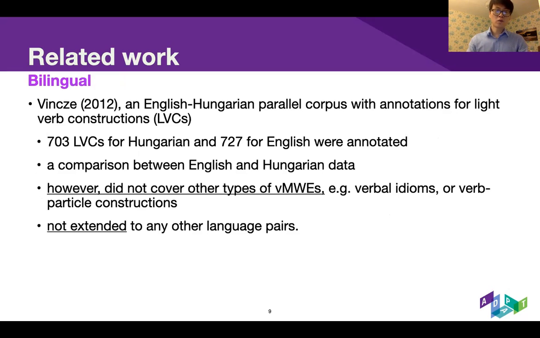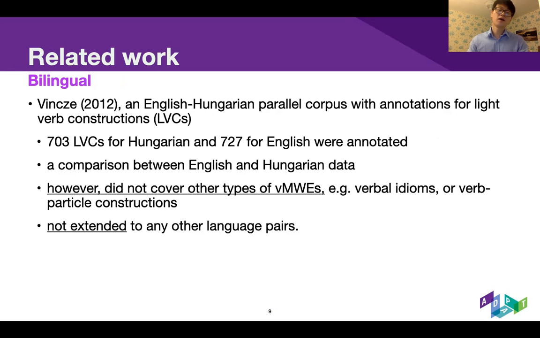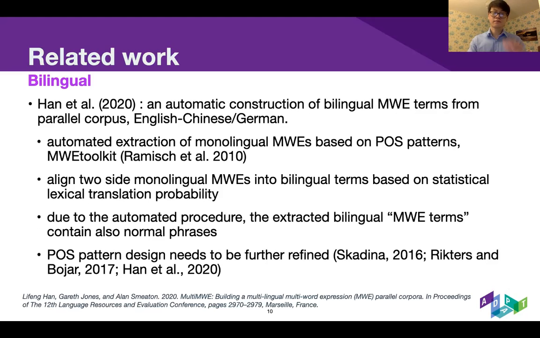There are bilingual related works such as Wien 2012 and our own work, Han 2020. In Wien 2012, an English-Hungarian parallel corpus was prepared and 700 light verb constructions were annotated. However, this work didn't include other kinds of verbal multi-word expressions such as verbal idioms, verbal particle constructions, etc., and is not extended to any other language pairs.